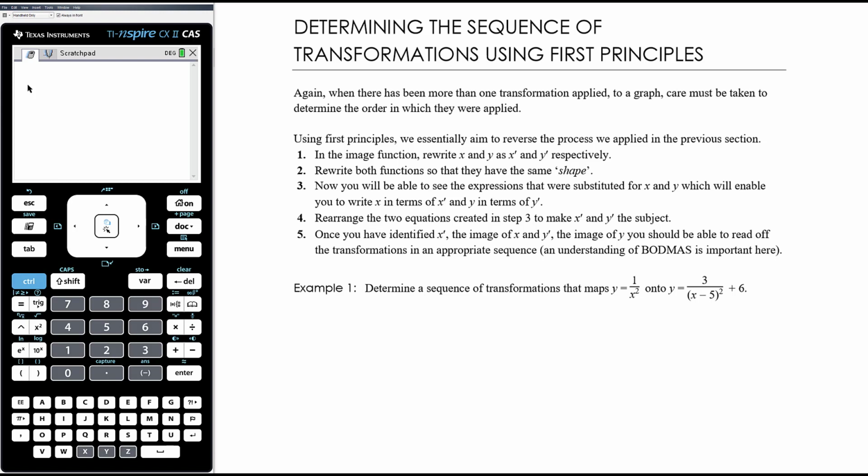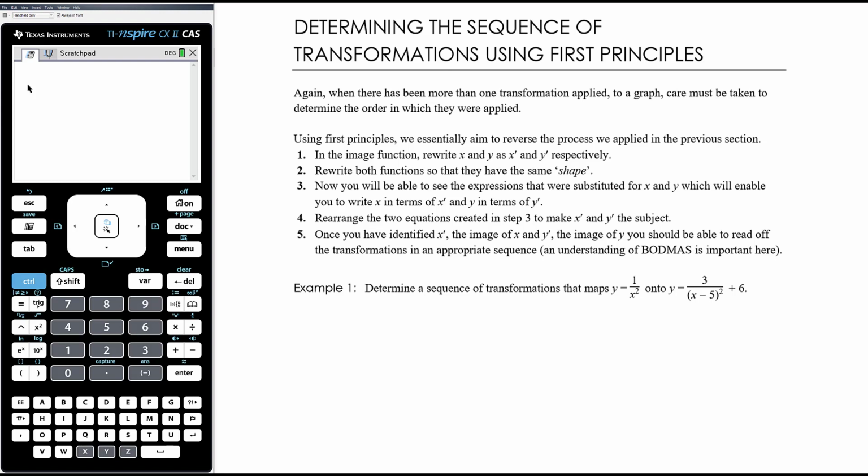Okay, so the first thing that we want to do is make sure we identify which is the image function, so which is the endpoint, and label the x and y in that function with x dash and y dash. Okay, it's important that we get that right, or else everything will be backwards before you start.